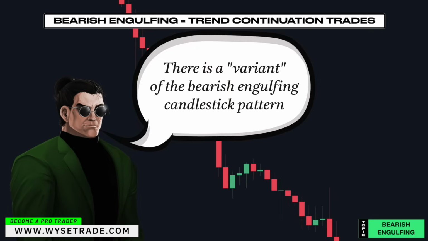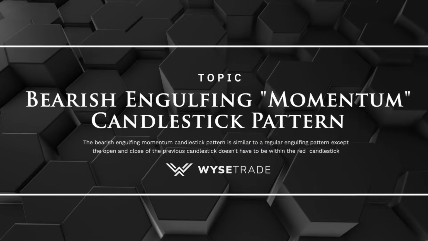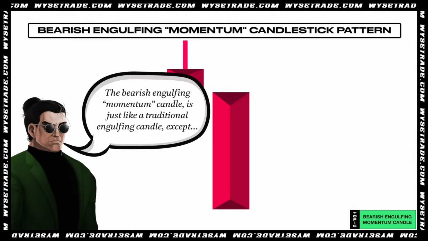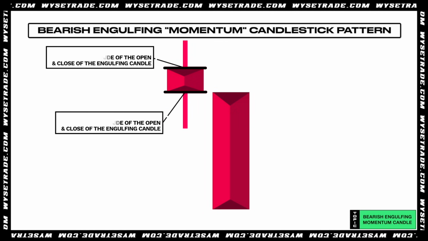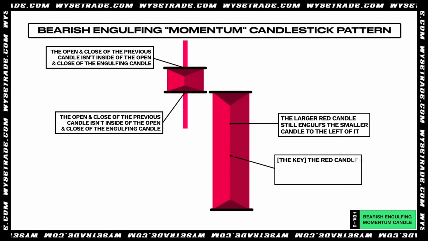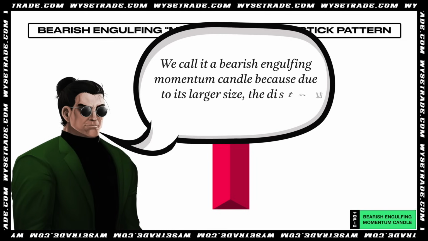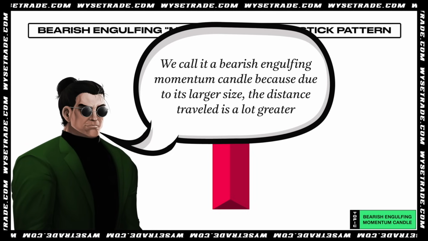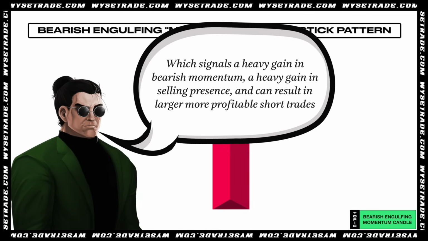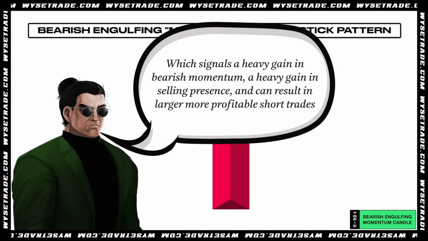Now, there is a variant of the bearish engulfing candle, which is a bearish engulfing momentum candlestick pattern. Your bearish engulfing momentum candle is just like a traditional engulfing candle, except the previous candle's open and close doesn't have to be inside of the open and close of the red engulfing candle. The red candle needs to be significantly larger than the previous candle or previous candles. We call it a bearish engulfing momentum candle because due to its larger size, the distance traveled is a lot greater, which signals a heavy gain in bearish momentum, a heavy gain in selling presence, and can result in larger, more profitable short trades.